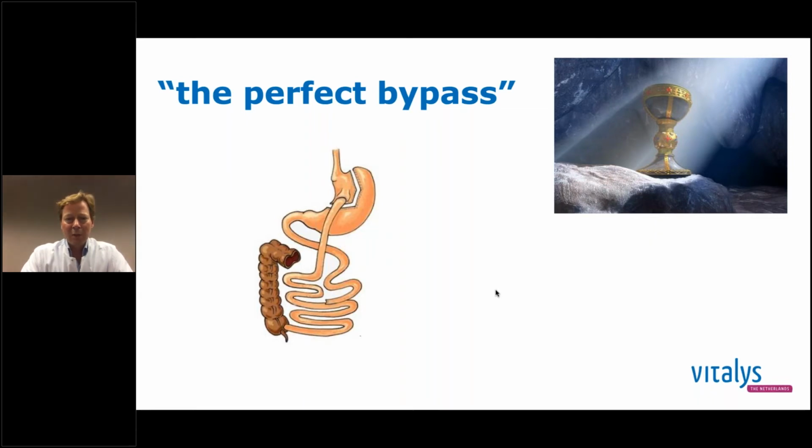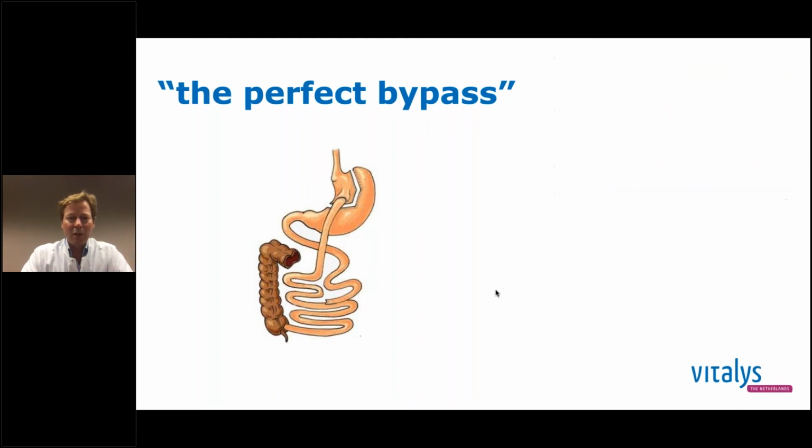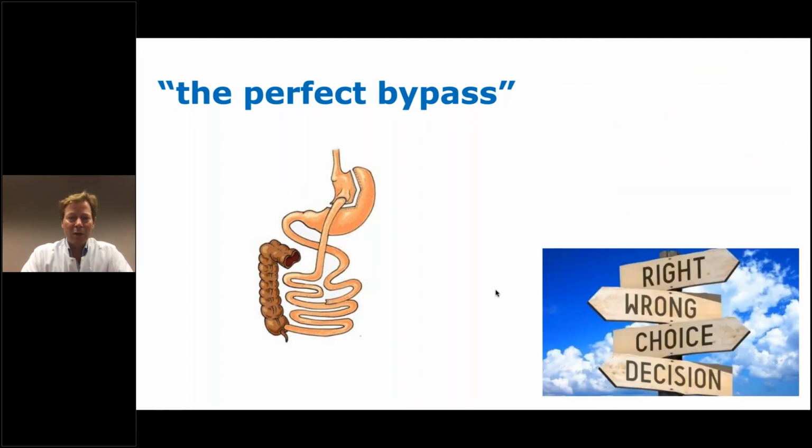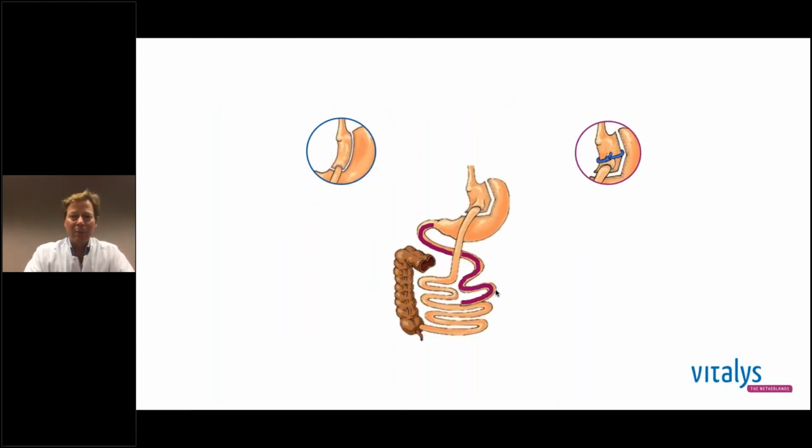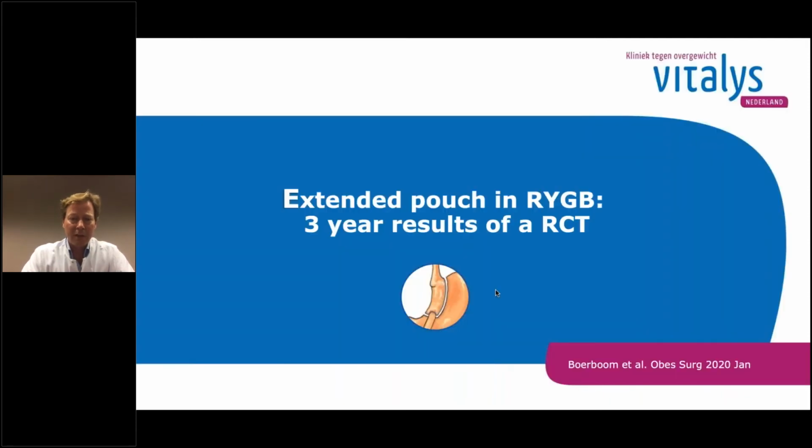So we all know that's probably the holy grail, because there's not one option, there's not one way to perform the bypass, but it doesn't mean that we can't look in more detail at how we should perform the bypass in the first place. And I will briefly sum up some of the studies we have performed in our center over the last few years, focusing on the pouch and focusing on the bowel limb length.